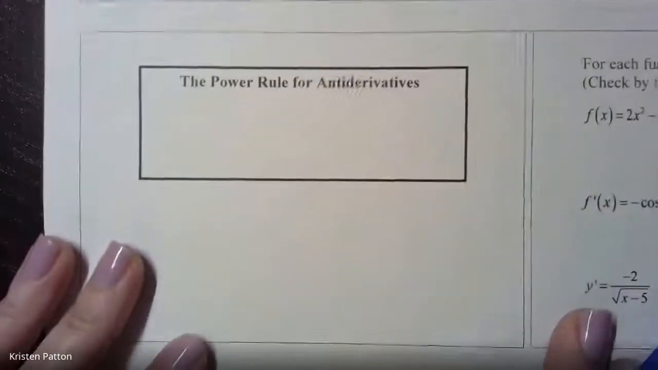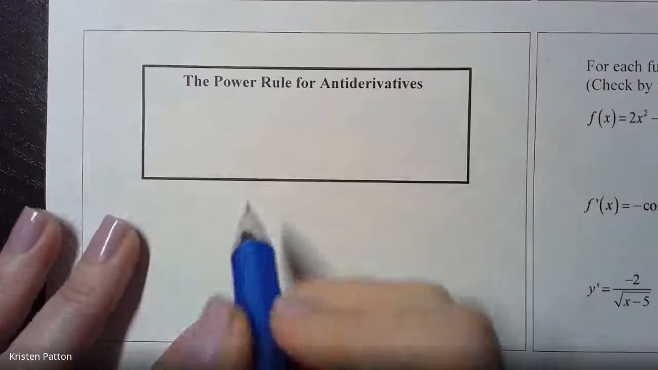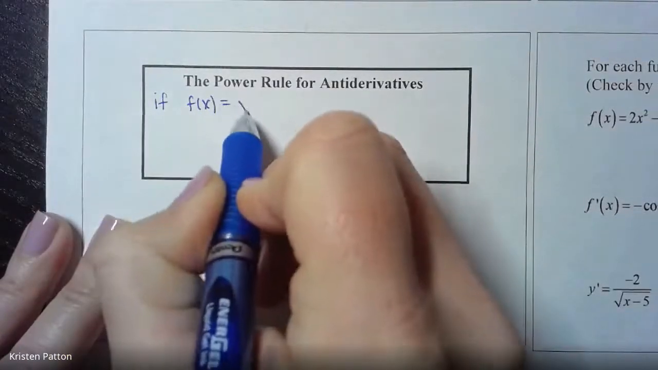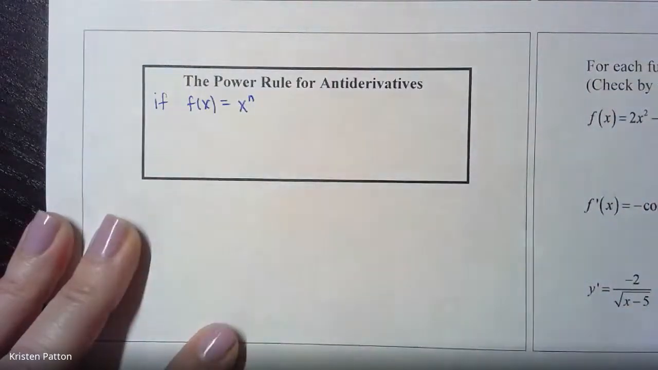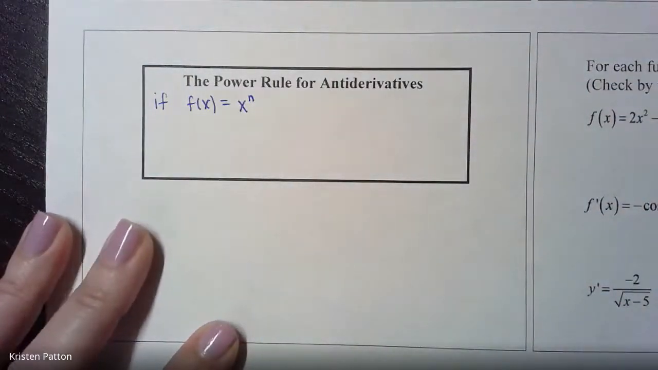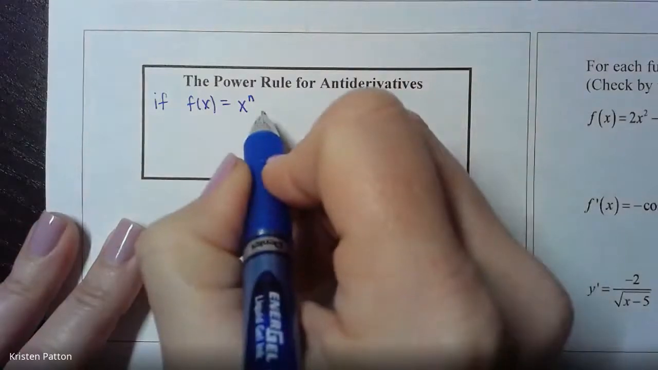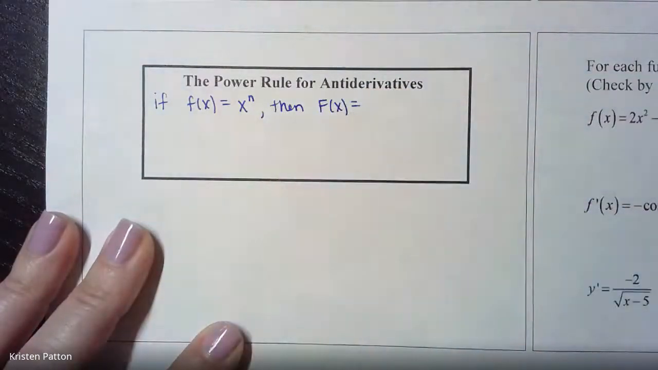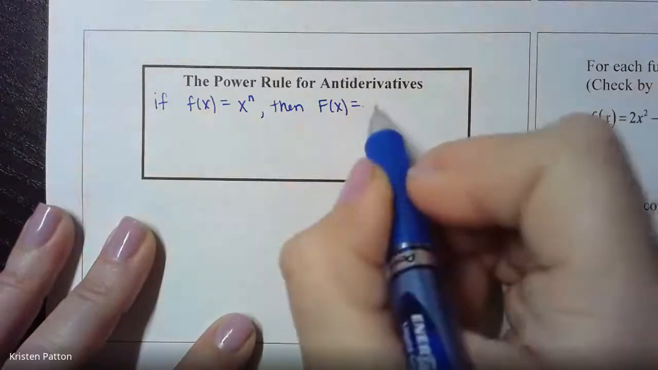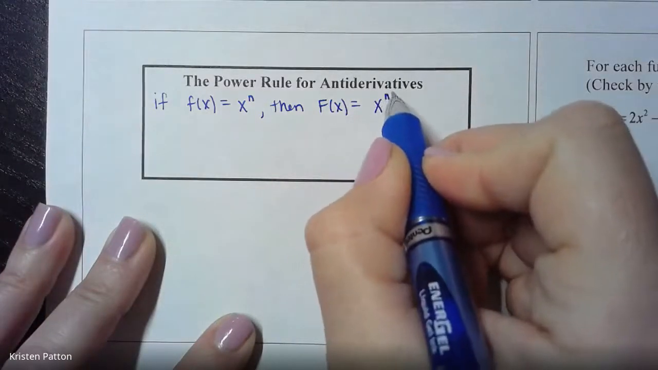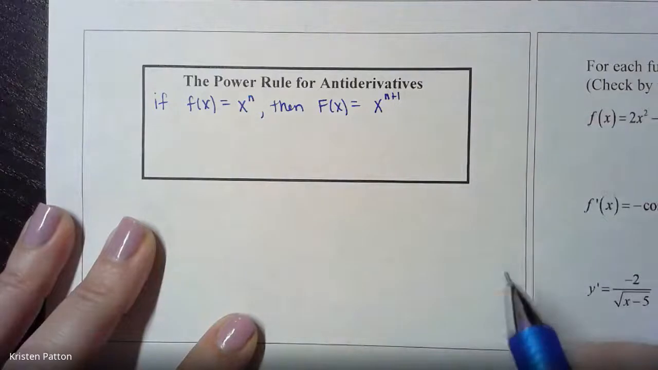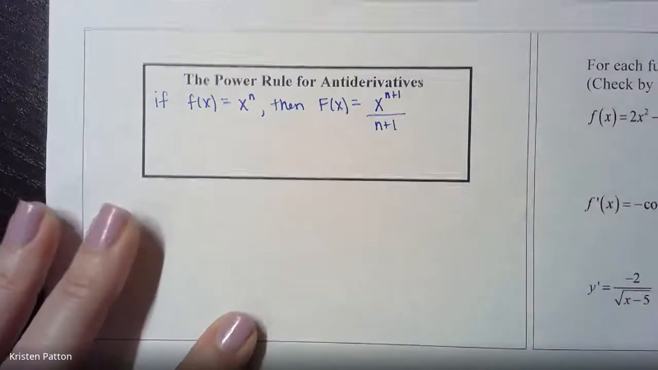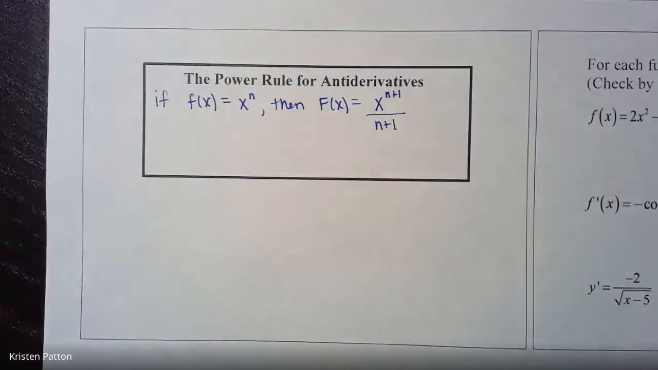So let's write this down a little more formally. We had a very similar box when we were talking about the power rule for derivatives. If little f of x equals x to the n, right? The variables on the ground, the numbers in the exponent. Then we'll say capital F of x equals x to the n plus 1, divided by n plus 1. We add 1 to the power, and then we divide by that new power of n plus 1.